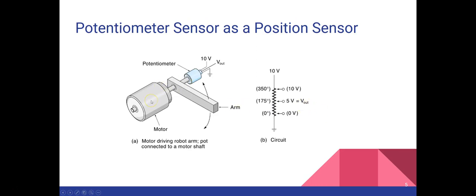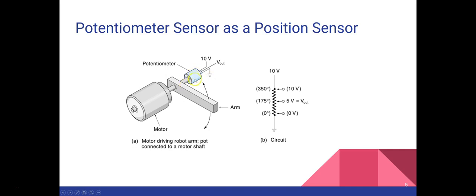So here you see an example where the potentiometer is attached to a motor through an arm, where this arm is the center portion connecting the motor and the potentiometer, and the other end of the potentiometer is connected to a 10 volt supply, and another terminal is going to the output voltage, and the third terminal is grounded.